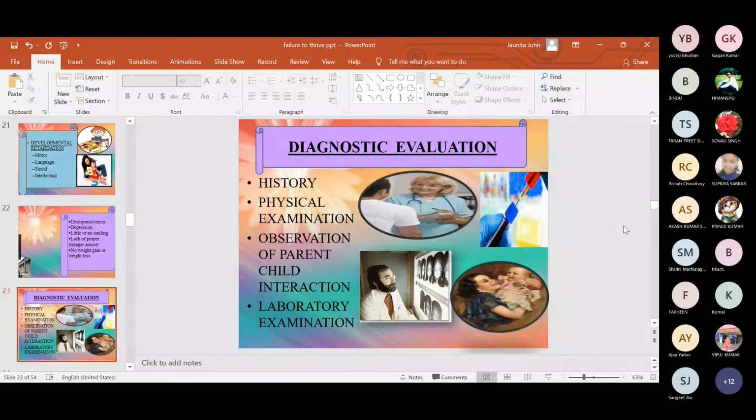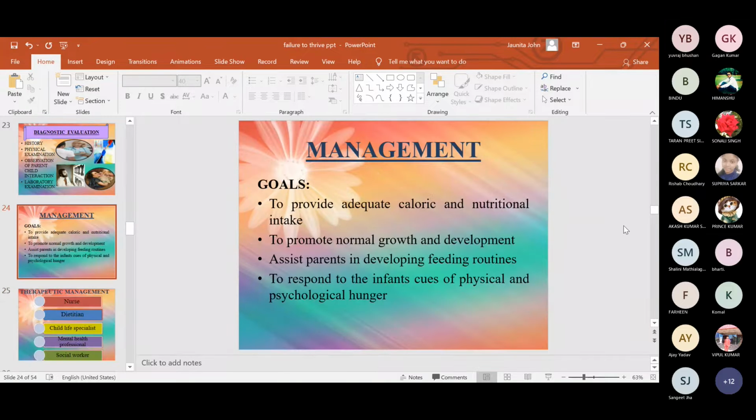Diagnostic evaluation में we have seen we will be observing, first we'll be seeing history, collection will be taken, physical examination of the overall baby will be done in order to check whether the baby is marasmic, kwashiorkor, कौन से type के हैं और wasting subcutaneous fat present है या फिर नहीं. Then observation will be there, the interaction of both the parent and as well as the child. Lab findings will be done. Then management, there are certain goals, like 4 important goals.